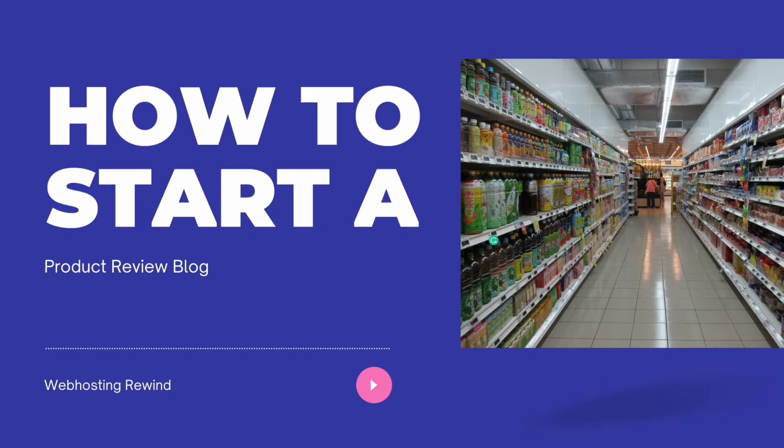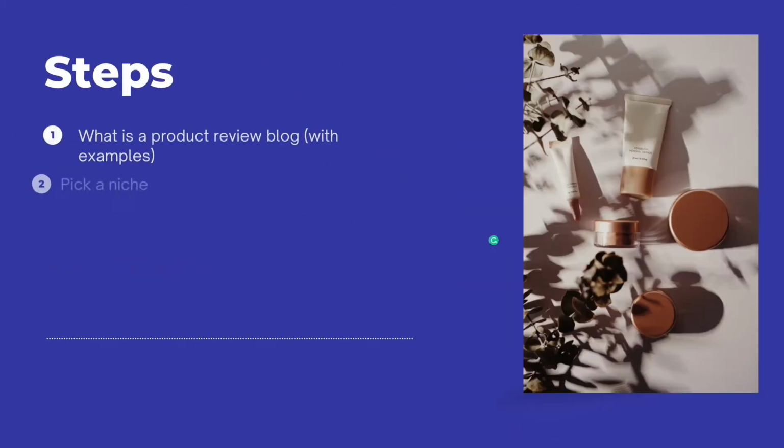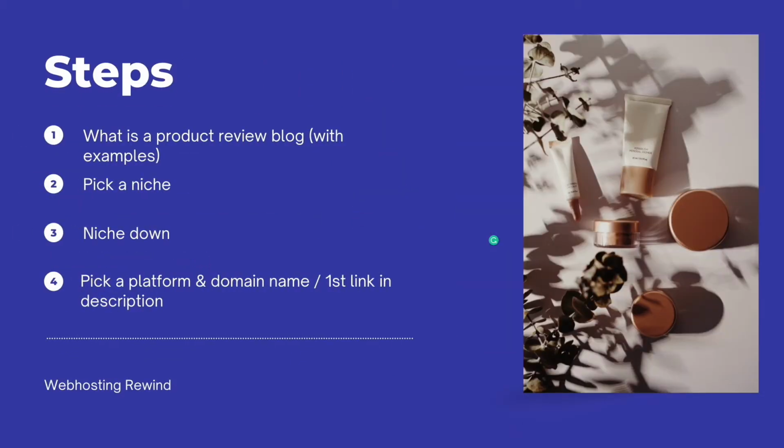So let's go ahead and get right into it. These are the topics that we're going to cover. I'm going to show you what a product review blog is, with some examples. I'm going to show you how to pick a niche or vertical, and then how to niche down so that you can actually start getting traffic. We're going to take a look at something called a platform or web hosting, and I'm going to show you how you can get your domain name for free for the first year.